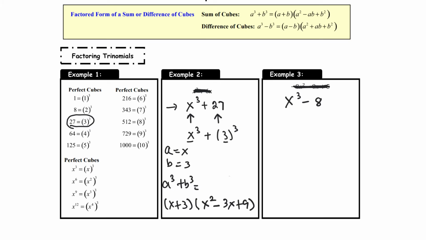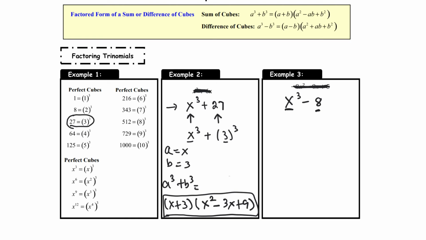So what are the factors of x cubed plus 27? The factors are down here, which is going to be x plus 3 times x squared minus 3x plus 9. For example 3, we know that a, in this case it's x, is raised to the third power. B, we need to figure out what b is going to be.